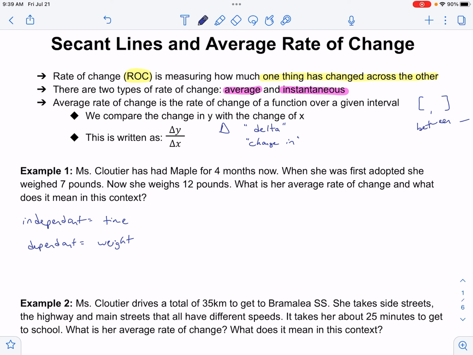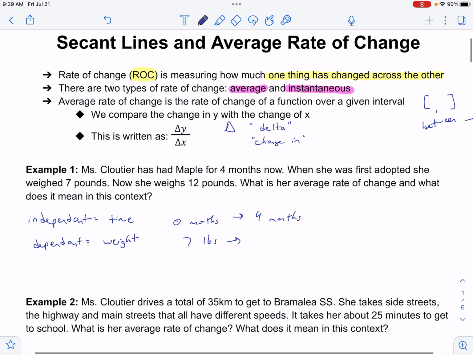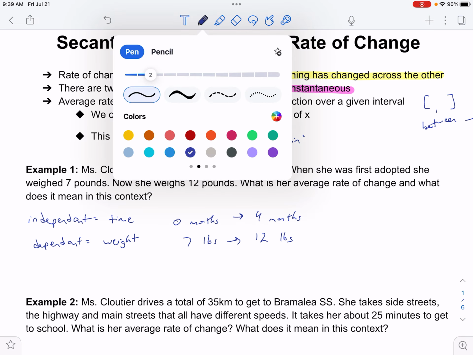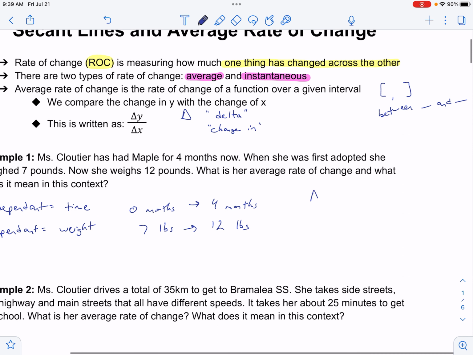In terms of time, we're starting at 0 months, right? And now I've had her for 4 months. And she started at 7 pounds. Now she's at 12 pounds. So our average rate of change, if we want to make it real fancy, our AROC, is going to be 12 minus 7 divided by 4 minus 0. Okay, this should look very similar to your slope formula from grade 9. Okay, she has gone up 5 over 4, or about 1.25.